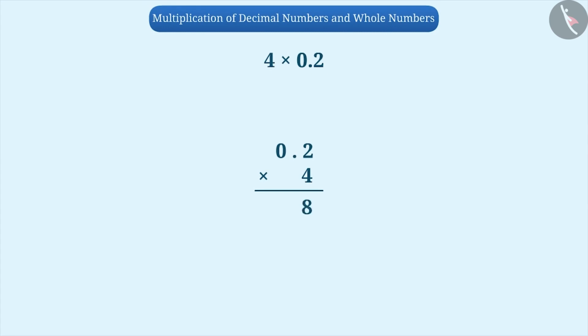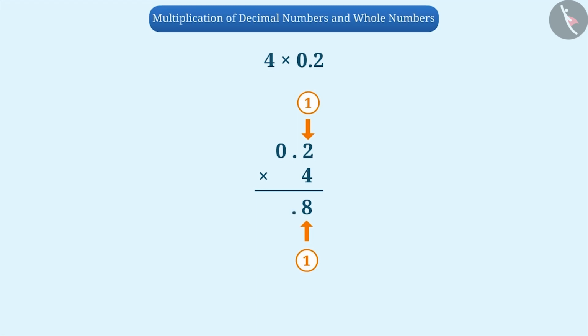After finding the answer, we will count the number of digits after the decimal point in the given numbers to be multiplied. Since 4 is a whole number, there will be no digit after the decimal point. In 0.2, there is one digit after the decimal point. That means there is only one digit after the decimal point in both the numbers. So, in the result, we will place the decimal point by counting one digit from the right side.